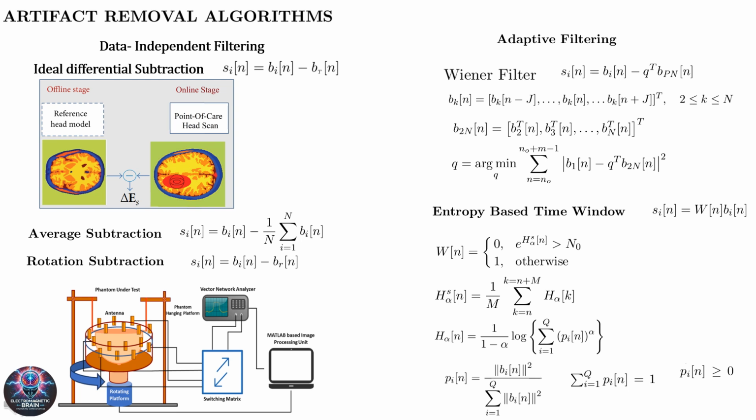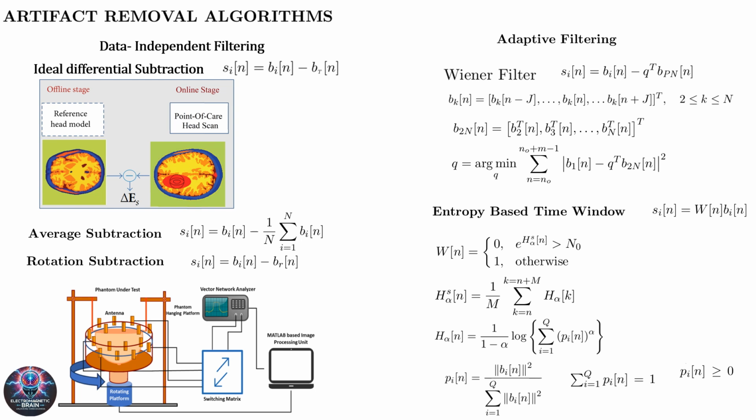The rotation subtraction technique uses a rotating platform to collect signals from multiple angles. By comparing the signal BR from different rotational positions, artifacts can be minimized. The subtraction of signals at various rotational points helps isolate the brain tissue signal from clutter.